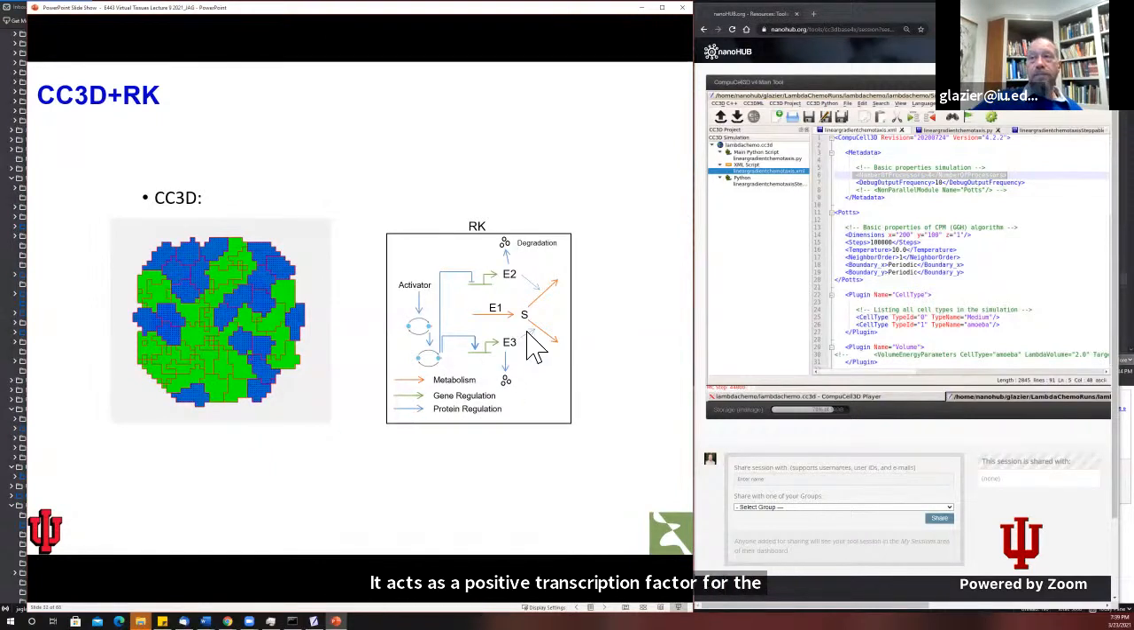E3 promotes the degradation of S. E2 also promotes the degradation of S, and S is synthesized. So this would be an example where we have a metabolic network, which is the destruction of S and the synthesis of S. We have a gene regulatory network through E2 and E3, and we have a signaling network here on the left. So this was just a schematic of the possible ways that a network can represent these three fundamental biological concepts of metabolism, regulation, and signaling.